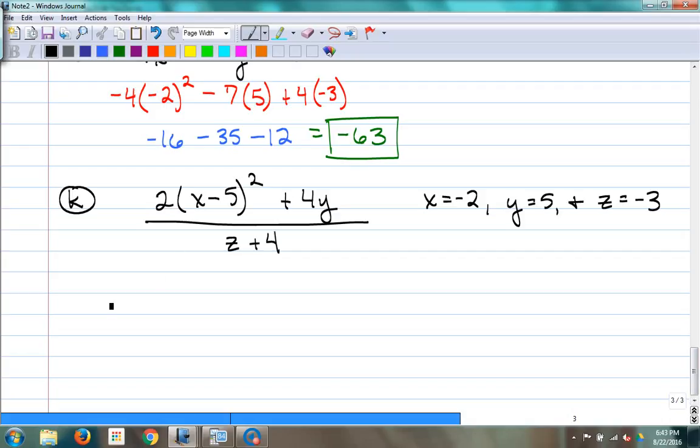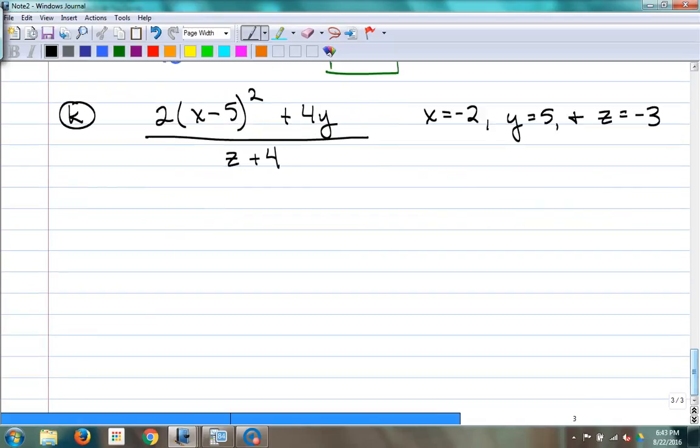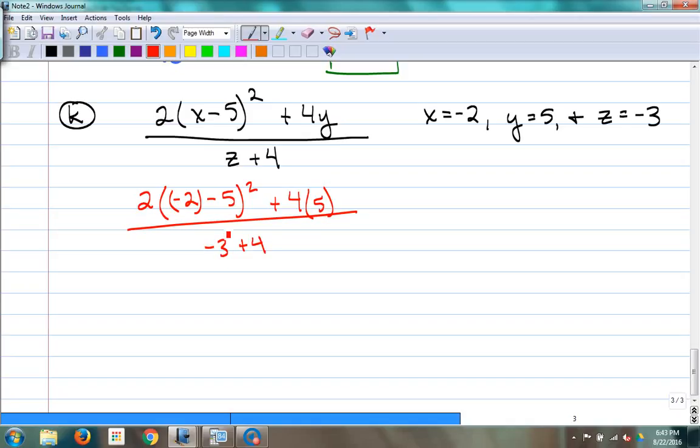So what are we going to do first? Yeah, replace those variables. Change all the variables to the right number. So everywhere there's an x, I'm going to put a negative 2 in parentheses. So 2, negative 2, plus 4 times 5, over negative 3 plus 4. Technically put that in parentheses, even though it doesn't really need it there. And then work that sucker out.